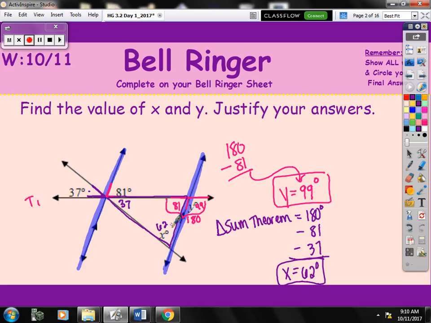Now, you also could have used the fact that these three angles up here are forming a straight line as well. So if you wanted to, you could have done 180 minus 81 minus 37, and you would have gotten 62 here. And then you could use alternate interior angles to find out that x is 62 if you don't like triangle sum.